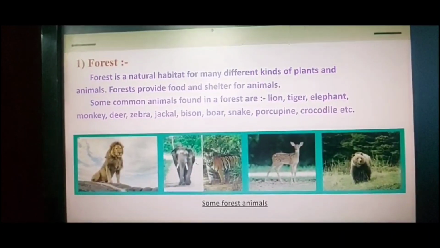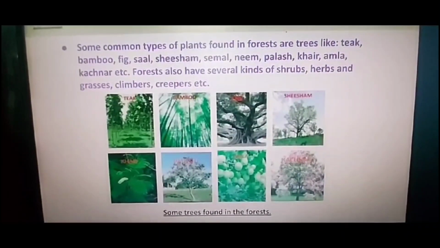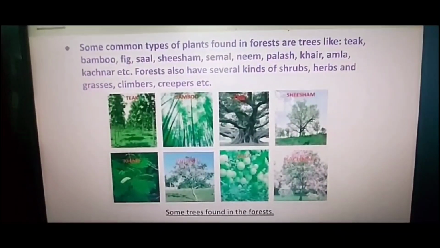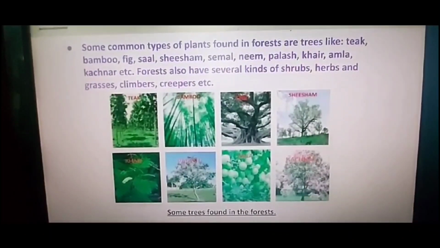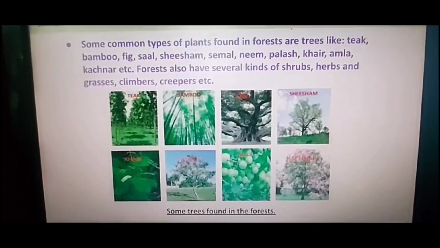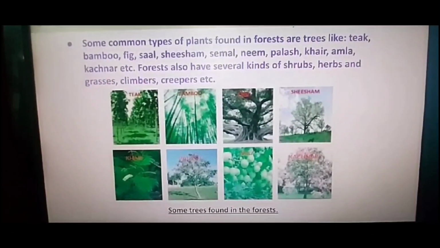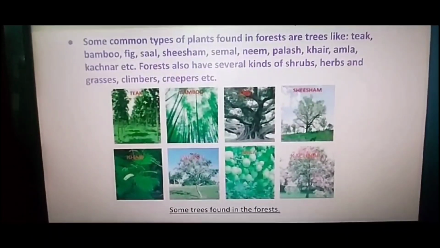Right, now coming to the fourth activity. Let's come to the next one, that is the common types of plants that we see in the forest. Again, you know that when talking about plants, they are trees, shrubs, and herbs. Right, children? So you will be categorizing them in the same fashion and make a big list.